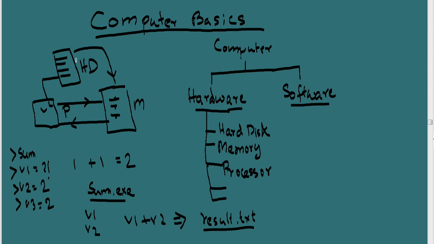So that's a very high level view of how things really happen between the hard disk, processor, and memory, which are the main three components. Again, these are the main three components, but there are lots of other components. So I hope that gives you a good idea about hardware.